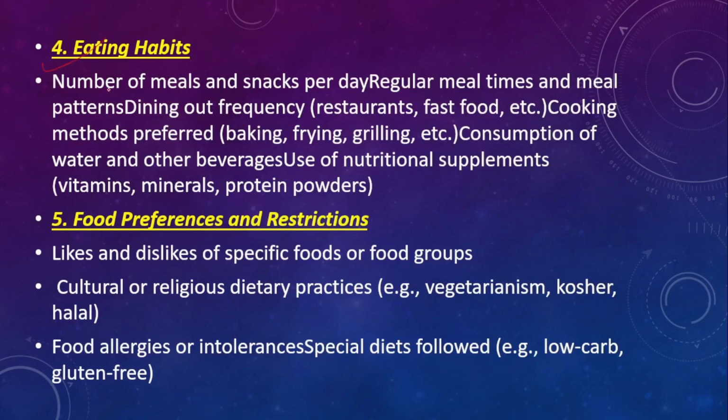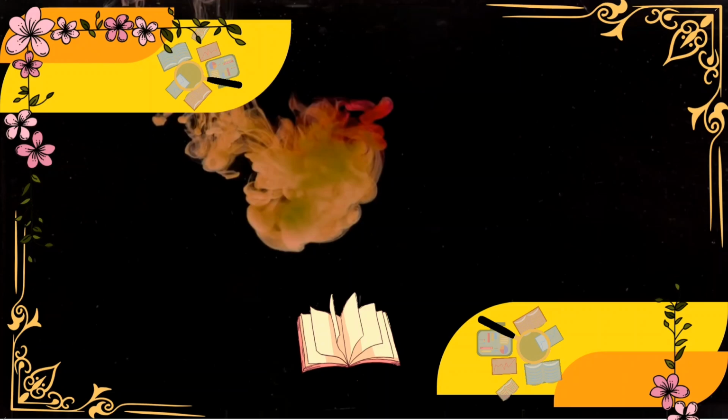Next is the eating habits. How many meals or snacks do they eat per day, and do they eat meals regularly, the meal type patterns, and dining out frequency, do they go to restaurants or fast food centers, and preferred cooking methods, do they eat more baked foods, fried foods or grilled foods, and consumption of water and other beverages, and use of nutrition supplements, that is vitamins, minerals and protein powders.